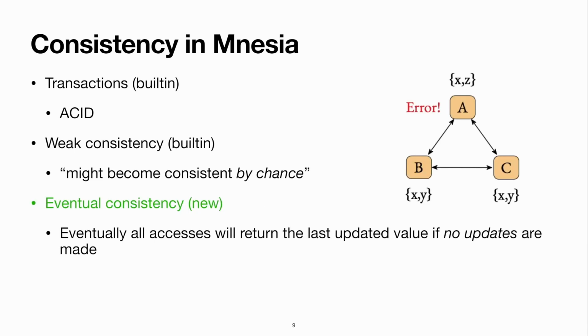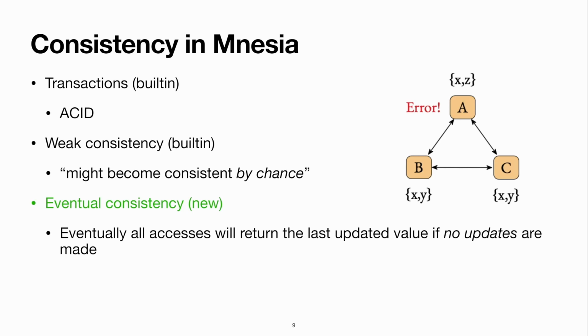Okay, so before I talk about conflict resolution, I just want to formalize this a bit by introducing consistency models in a distributed system with particular focus on Mnesia, because there are quite a lot of consistency models. First of all, transactions, which I'm sure a lot of us working in databases and distributed systems will be familiar with. Transactions provide ACID guarantees. ACID stands for atomicity, consistency, isolation, and durability. This is provided by Mnesia.